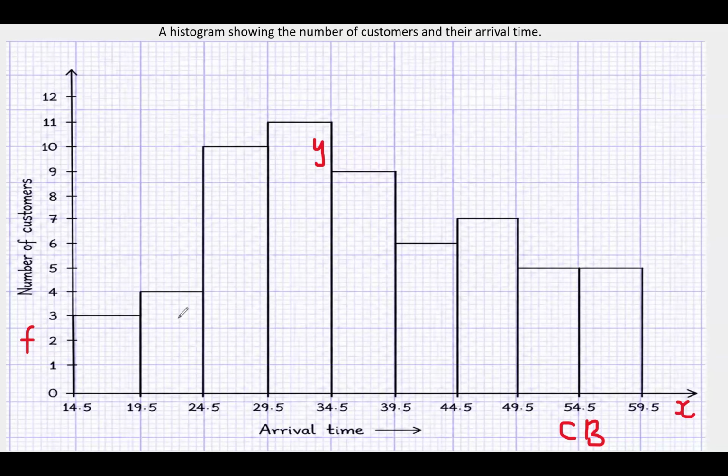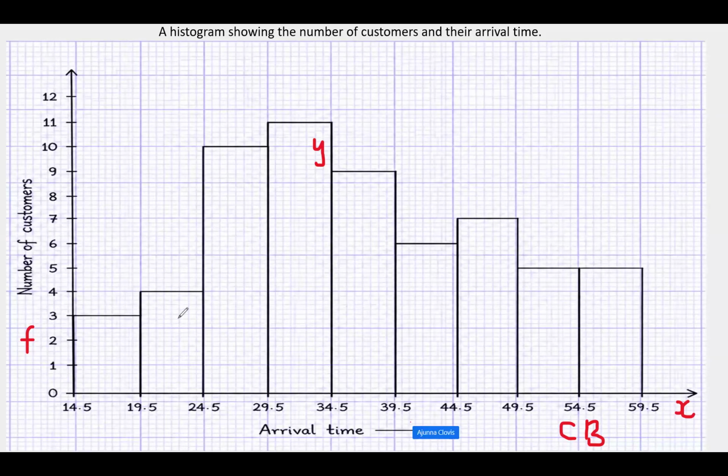Instead of writing class boundaries, it's important to write arrival time because it's what we had in our distribution table. And instead of writing frequency, we're going to write the number of customers. So the number of customers will go on our y-axis, and the arrival time will go on our x-axis. You can see that the bars are together and there's no space in between the bars.